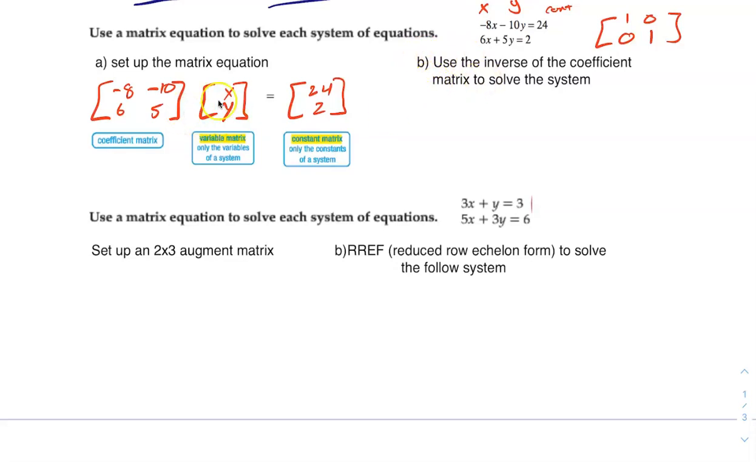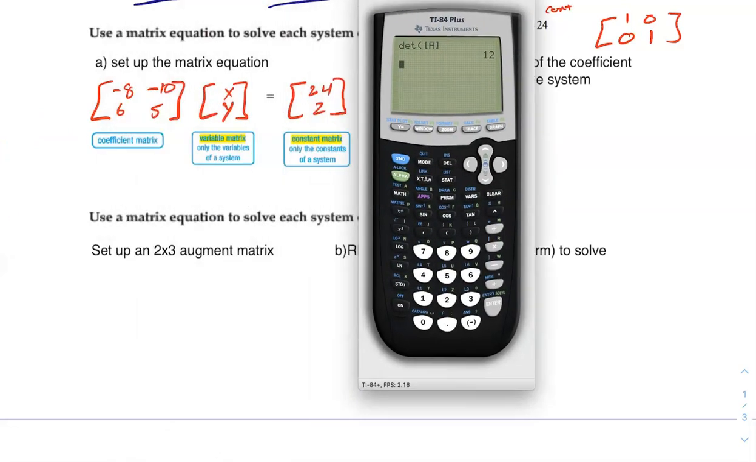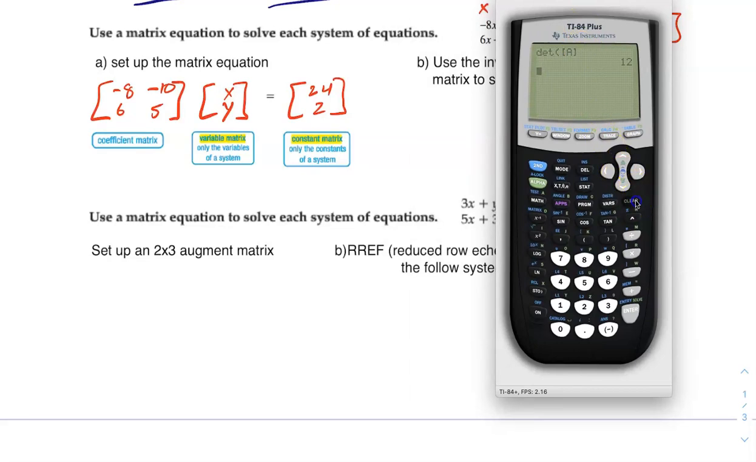Now what we have to do is, if I want to solve for X and Y, we got to get rid of this one. So we're going to find the inverse of the coefficient matrix and then multiply both sides by it. So let's find the inverse of the coefficient matrix. Now we don't do this by hand. We could do it by hand, but we can also do it with the calculator. I'm going to show you on the calculator.